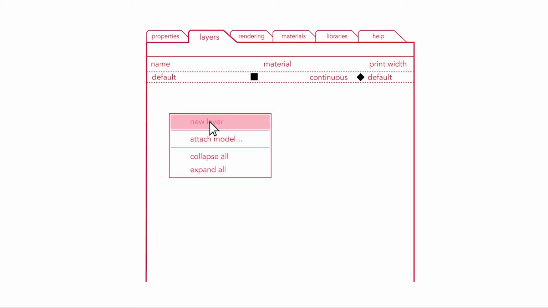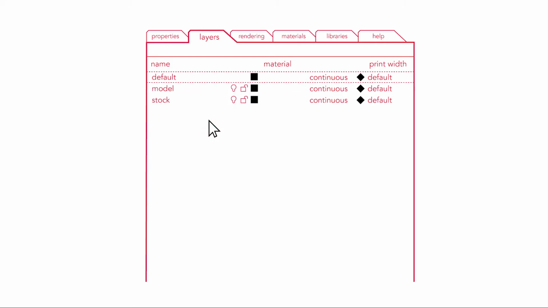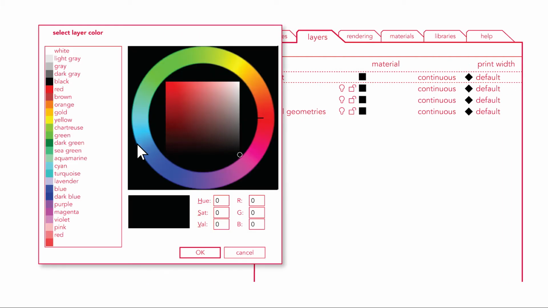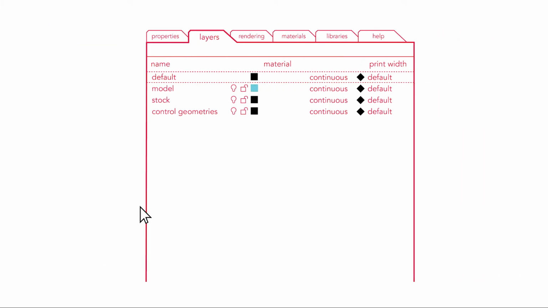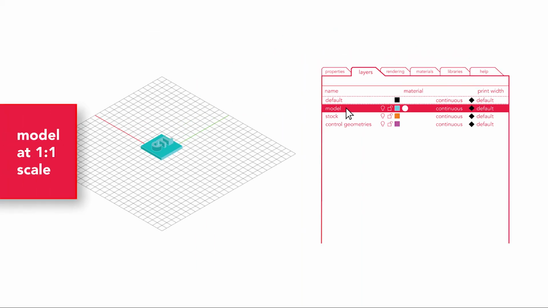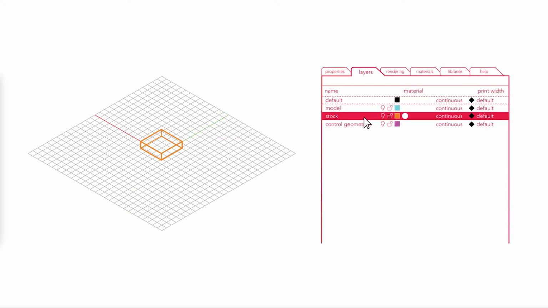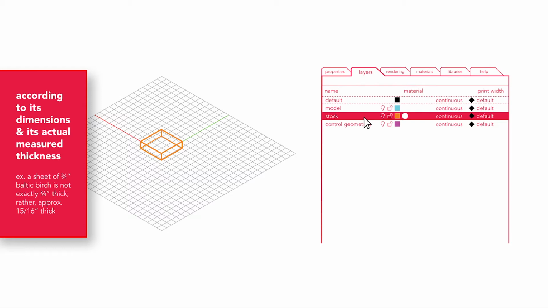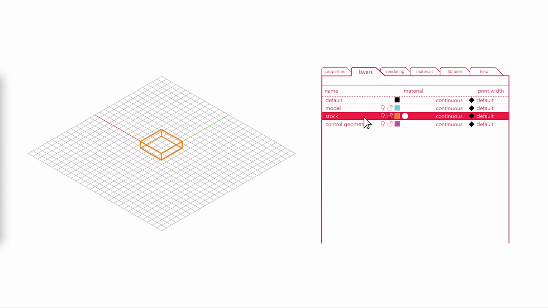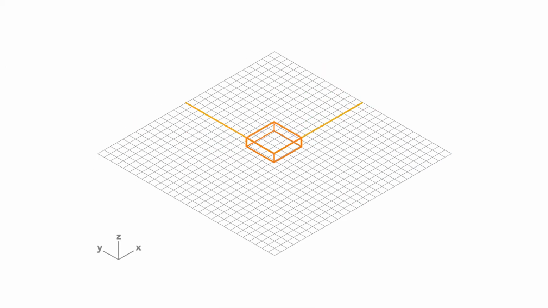Start off by creating layers for your model, stock, and control geometries. Differentiating layers through color is recommended for ease of visual identification and clarity. On the model layer, import or model your 3D design at 1:1 scale. On the stock layer, accurately model your stock according to its dimensions and its actual measured thickness, not the labeled or assumed thickness. Orient the top edge of your stock to the origin point as shown here.